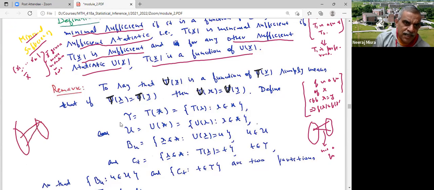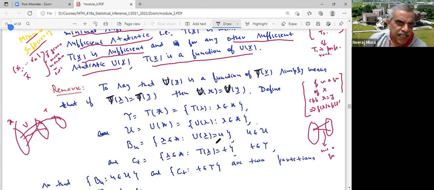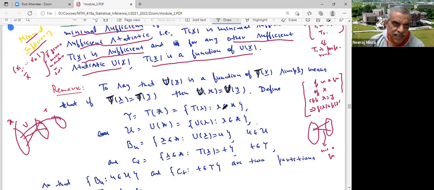The sample space maps by T to here, and this is also going over here. The sample space maps by U, and from U you may have this over here. But if U is a function of T, then because this is coming over here, this should go to the same point, right? So these points are the same, and that should be the same. What it means is that if T(x) is the same as T(y), then U(x) should be the same as U(y).